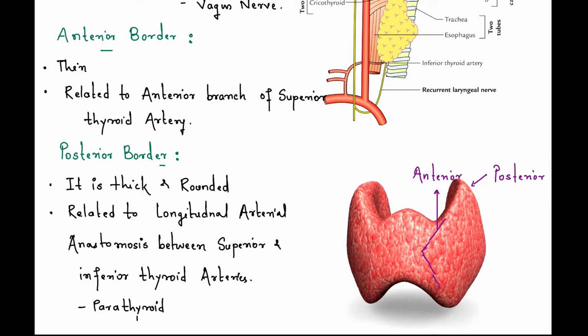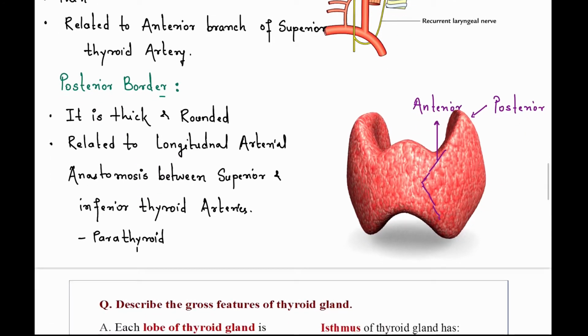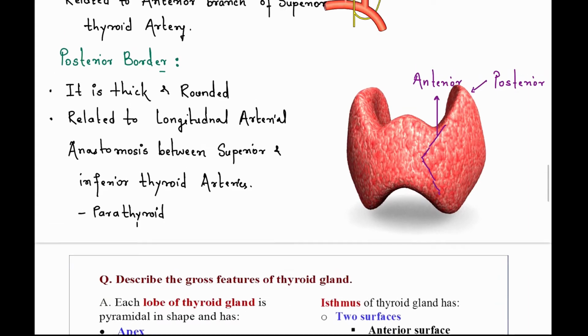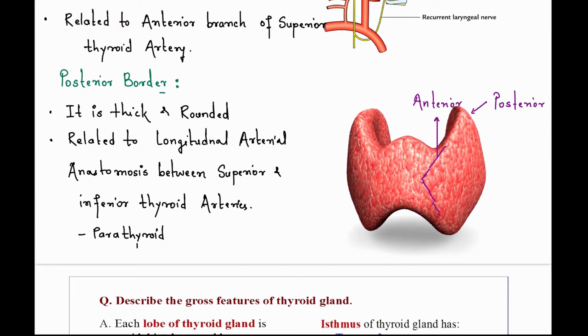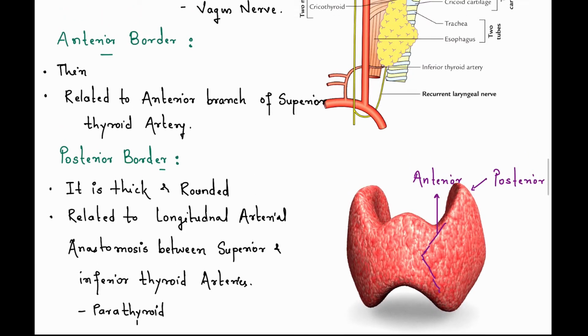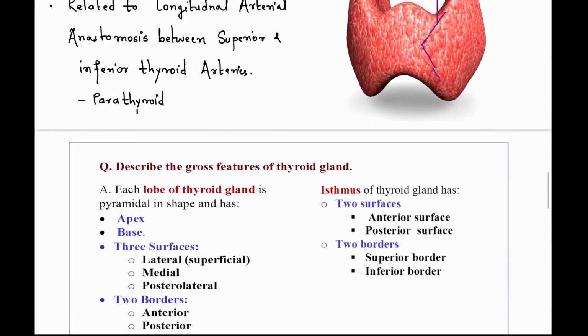There are two borders, anterior and posterior. The posterior border is somewhat thick and the anterior border is somewhat thin. The anterior border is thin and related to the anterior branch of the superior thyroid artery. The posterior border is thick and rounded. We can't discuss and show all the relations here, but you can remember the relations.